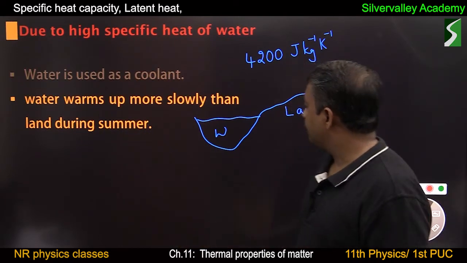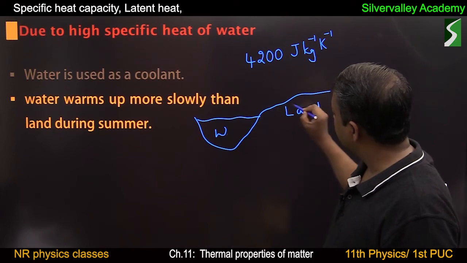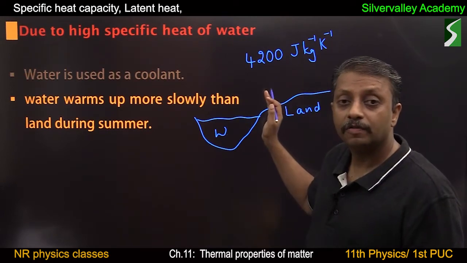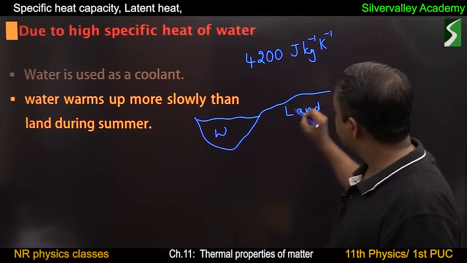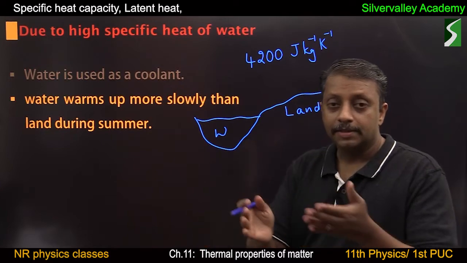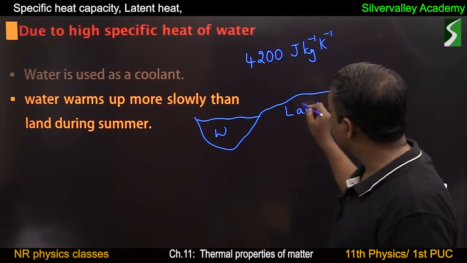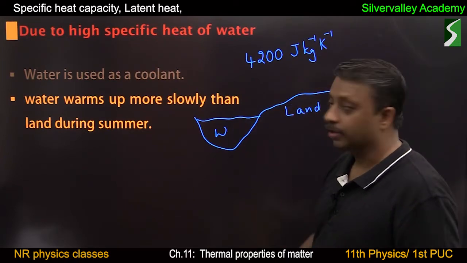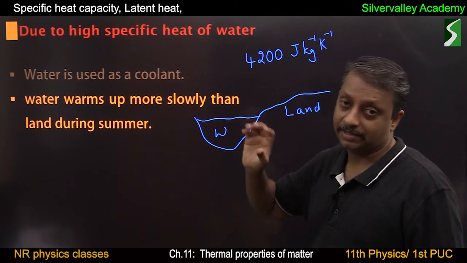So during summer, sun rays will heat water as well as land. The temperature of land is very high compared to the temperature of water. That's because the specific heat capacity of land, mud, soil, stone, gravel, whatever it is, is very low compared to the specific heat of water. Therefore, the rise in temperature of water is less.